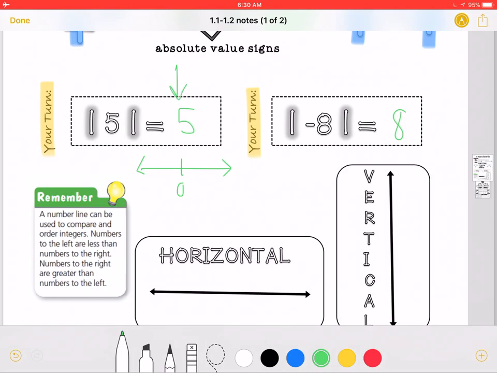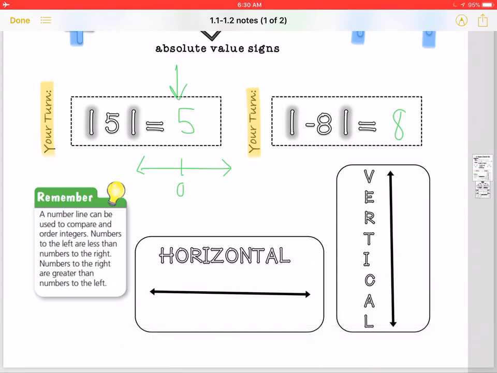Hopefully here you got +5 and didn't say -5. It's not opposites. It's distance from 0. So let's move down a little further and look here at number lines.